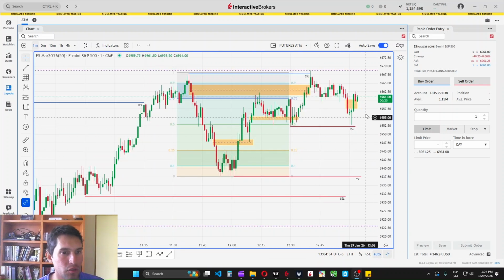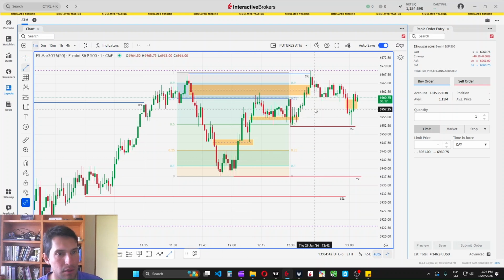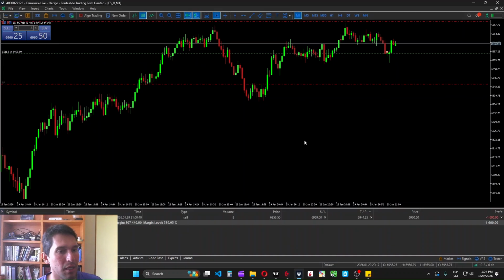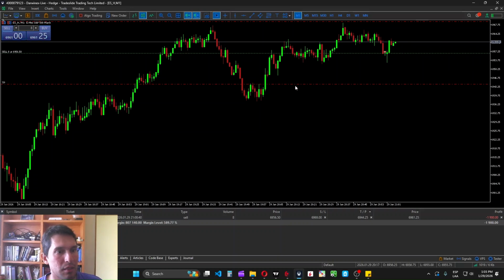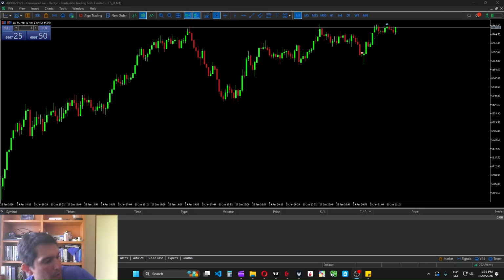Okay, so I entered the short around this level right here. And as you can see, we have a shift in market structure here, and I entered a little bit too early, but it's okay. The stop is above these highs and the target around here. Let me show you in my account. As you can see, the stop is here above the highs, and the target is right here around this fair value gap. So let's see if I can get another leg of price to the downside.